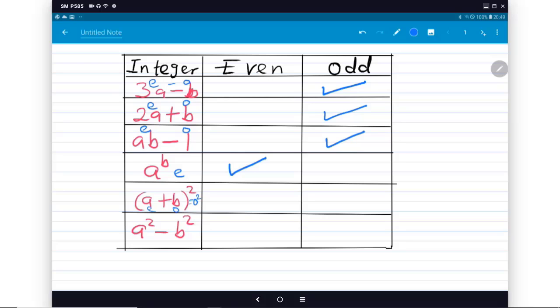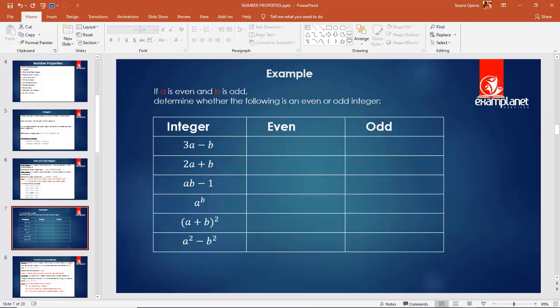So that means odd squared, which means odd times odd, and odd times odd will give us an odd result. Then the last one, we have A squared, which is even times even, that will give us even. Then minus B squared, which is odd times odd, which will give us odd. So meaning we have even minus odd, and that gives us an odd result. So as you can see, that is how you can easily find the result of our arithmetic of even and odd. Okay, all right, so hope that is clear enough.